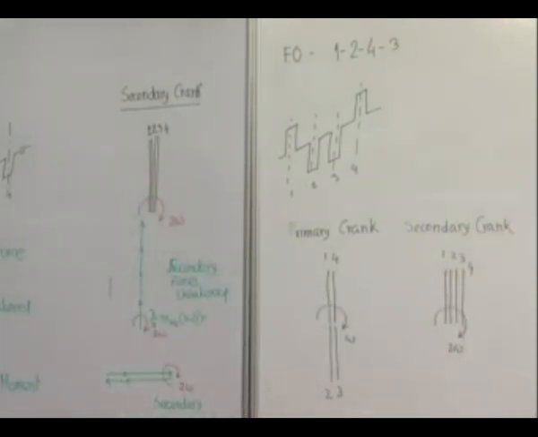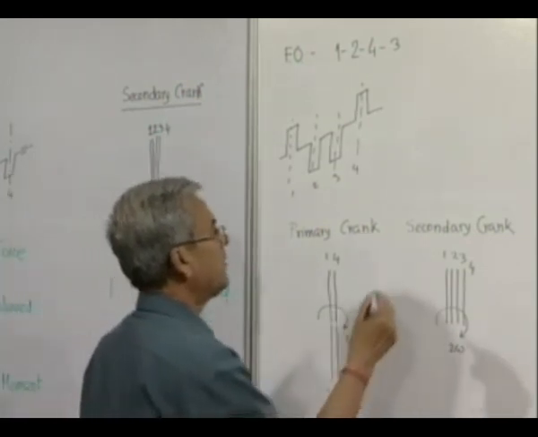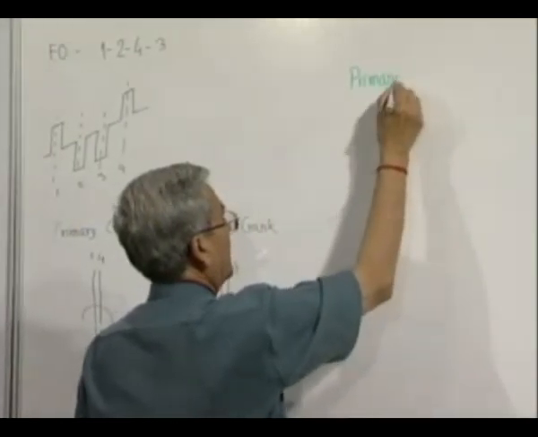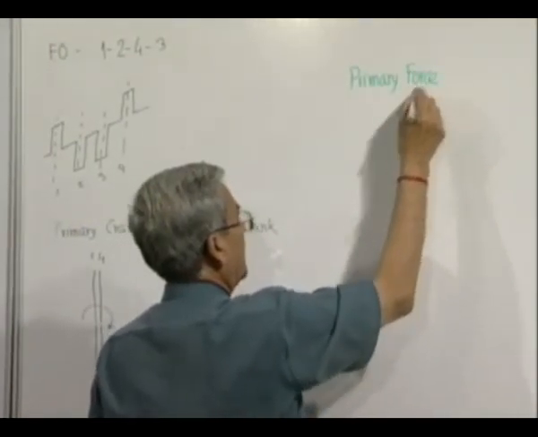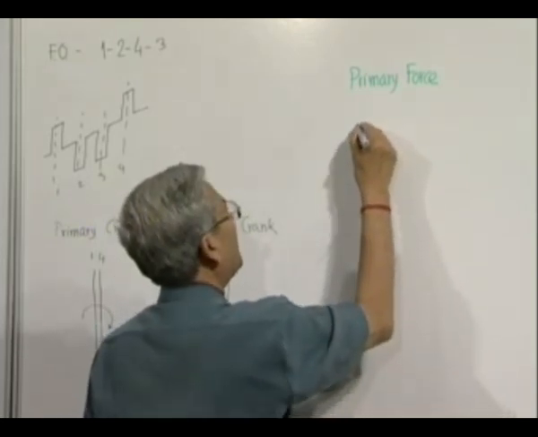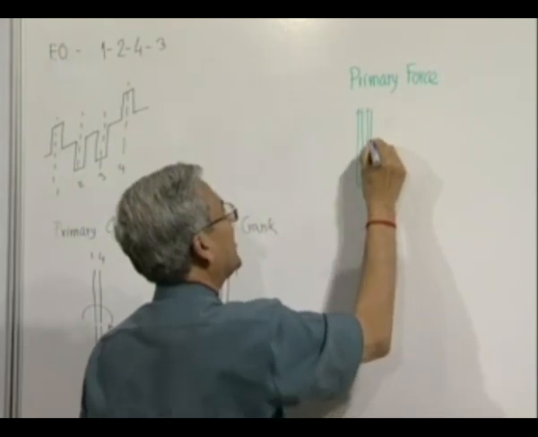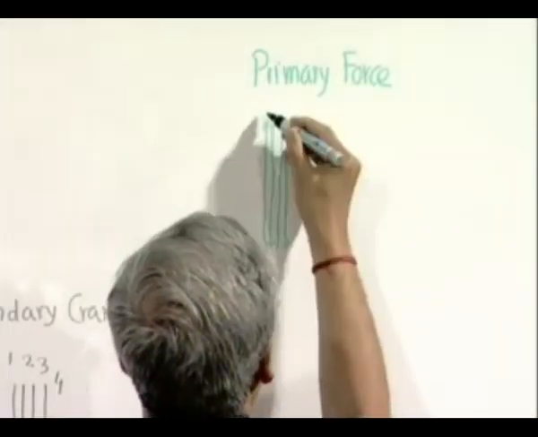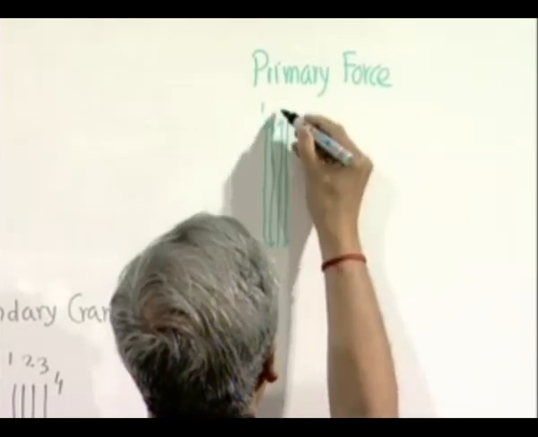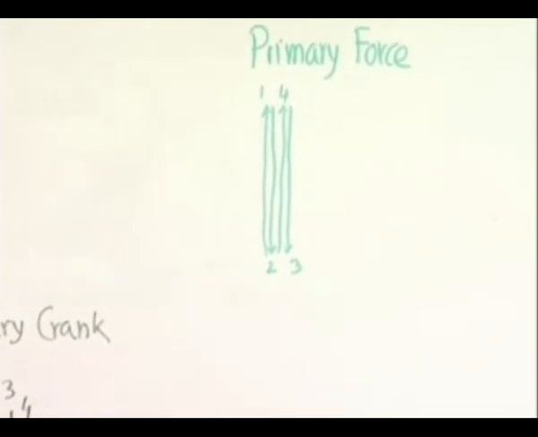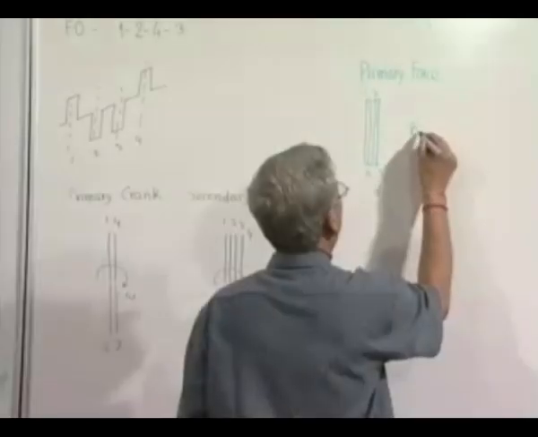The interesting thing will be now if we draw the force and moment diagrams. So, primary force diagram, if we want to draw here, obviously primary force is, you can see 1, then 2, then 4, 3. So, 1, 2, 4, 3. So, primary force balanced. Earlier also it was balanced.